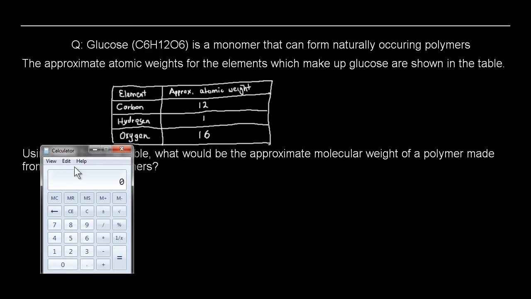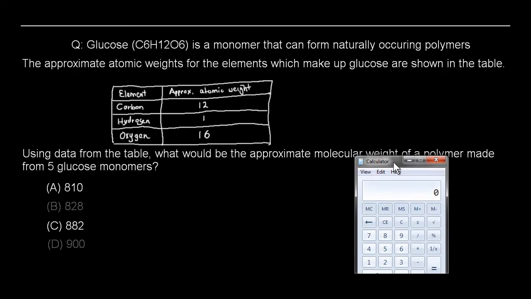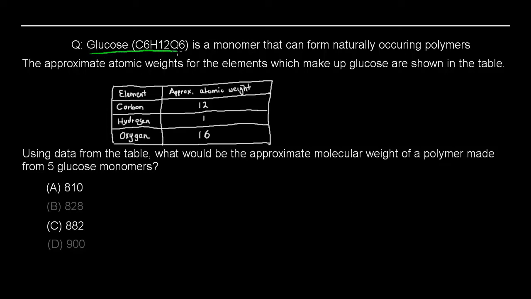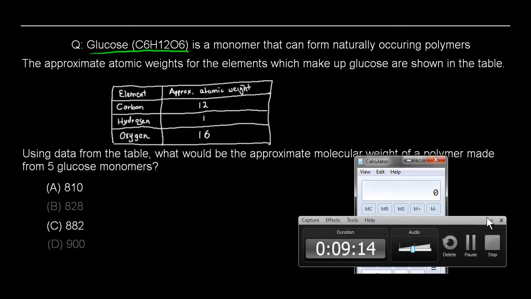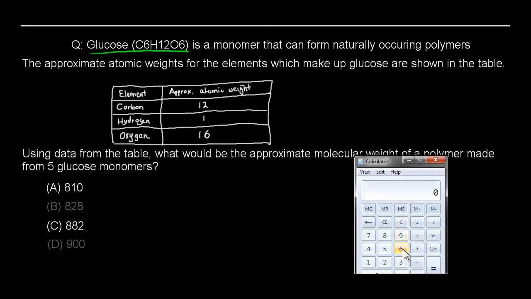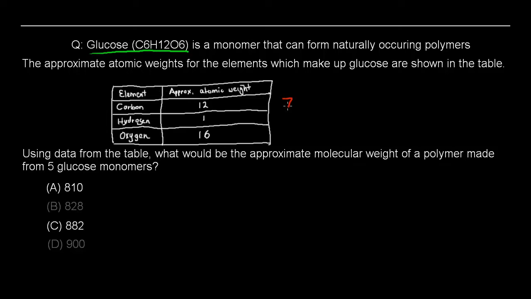So I'm back, and I've got my calculator here. What I'll do is go over each step. The first step is to find out how much one glucose molecule weighs, and then times by 5. We've got the atoms here, and we've got the weights here. Carbon has an atomic weight of 12, and we've got 6 carbons in one glucose. So we have 6 times 12, which is 72 for carbon.